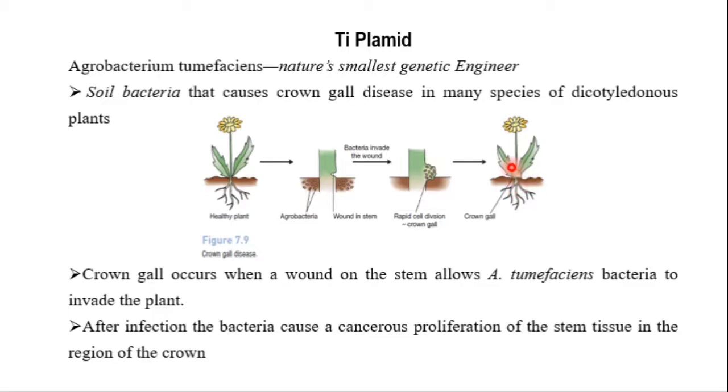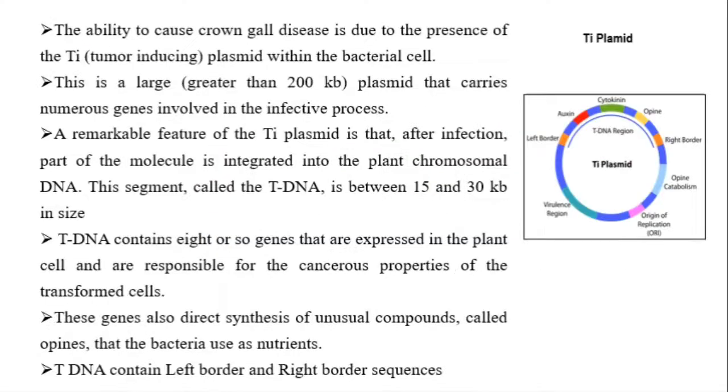Now we can see how this crown gall is formed. There you can see the importance of the TI plasmid. I told you that this Agrobacterium is a soil bacterium that causes crown gall disease in dicotyledonous plants. Now we can see how this crown gall disease is formed by this Agrobacterium.